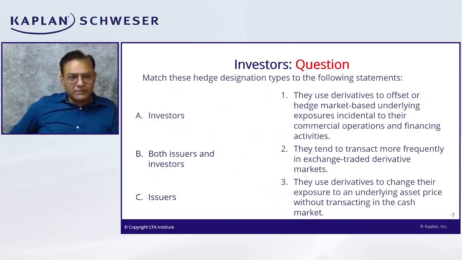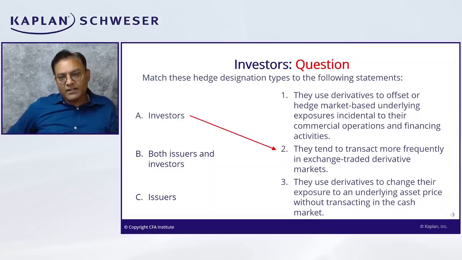So again, mix and match. What designation types do you want to associate with the statements given to you on the right? For investors, they tend to transact more frequently in exchange traded derivative contracts. You don't have to worry about doing credit analysis of your counterparty. You don't need to spend time assessing whether the counterparty is creditworthy or not. You do exchange traded, so you're not concerned about counterparty risk.